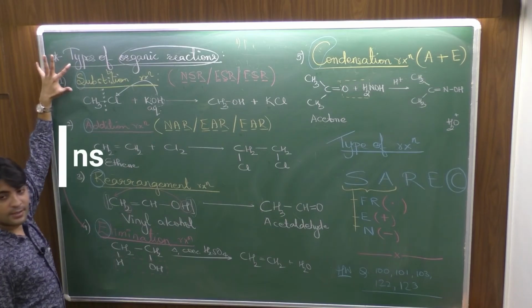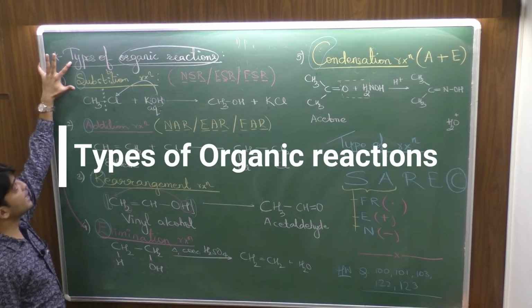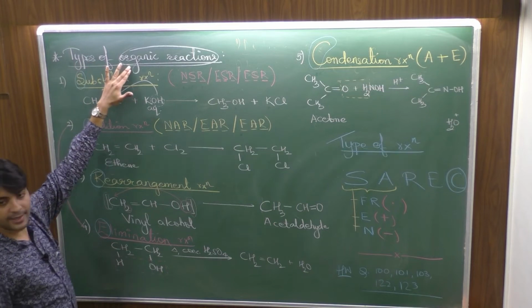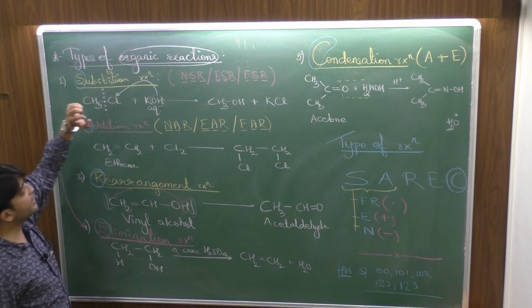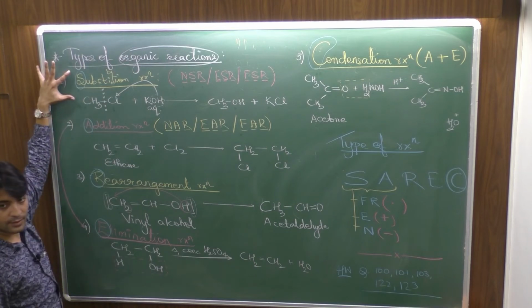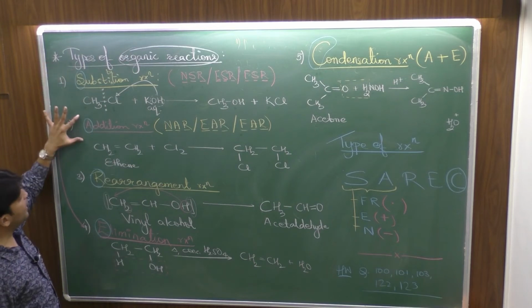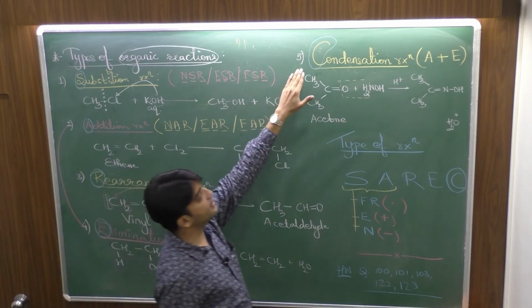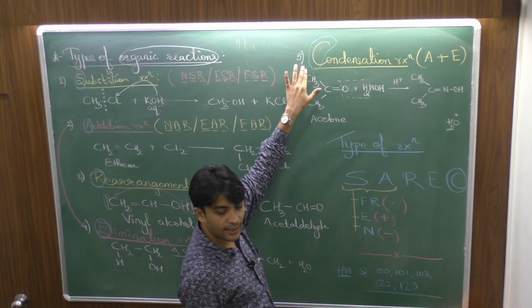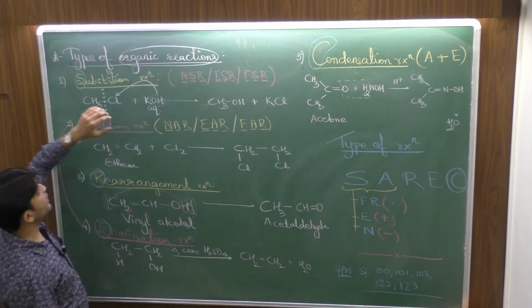So now we are going to understand a very important part, that is types of organic reactions. Whenever we carry out any organic reaction, it could be classified into 5 main types. They are substitution, addition, rearrangement, elimination and condensation reaction. Let us understand one by one.